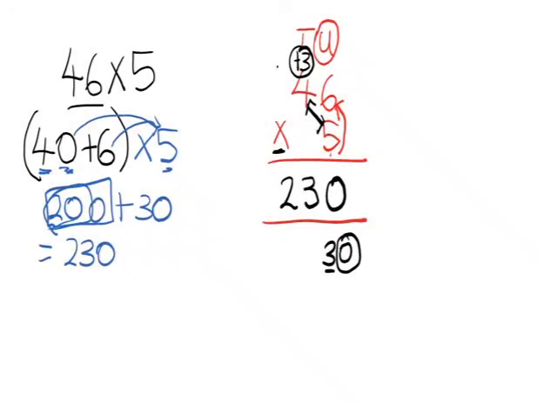We only carry if there are more numbers to carry to. But since there's no number in the hundreds column, we don't need to carry the 2. We just fill it into the answer straight away. And there you go. 46 times 5 is 230, done in the distributive method, which is also known as a breakup method. And the vertical method, we have the same answer, 230.